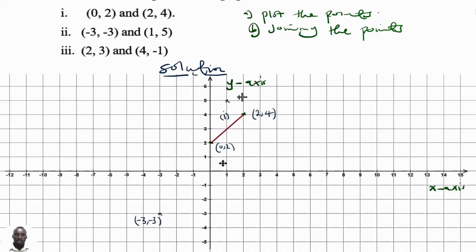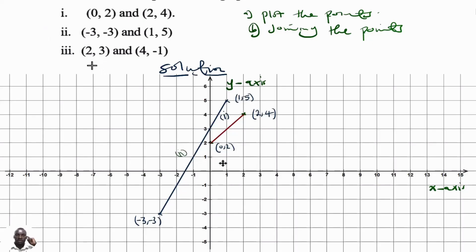This is (1, 5). Then we need to draw a straight line passing through these 2 points which are plotted. Let me use the blue color. So I'm going to draw a straight line from here joining to this point here. And now that becomes our line for Roman number 2. And simply I can label it using a green pen. This is for Roman number 2.